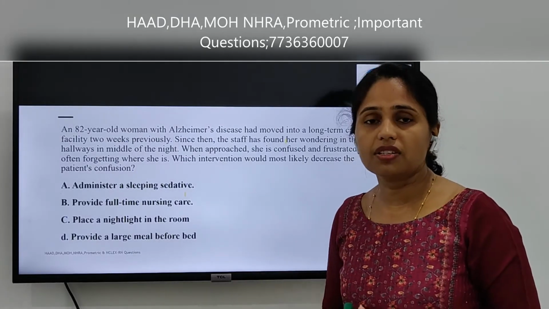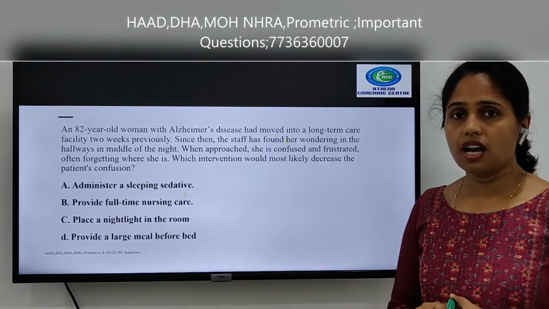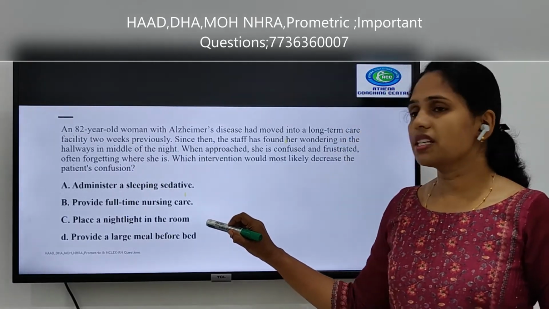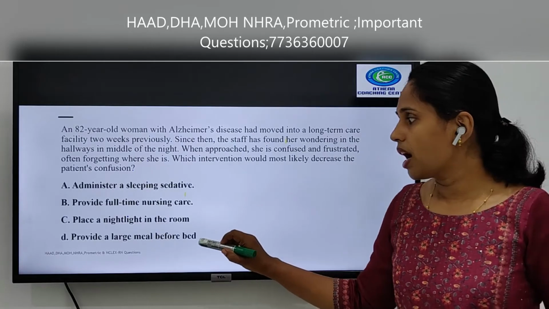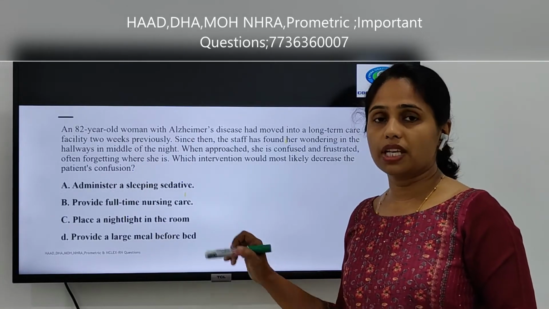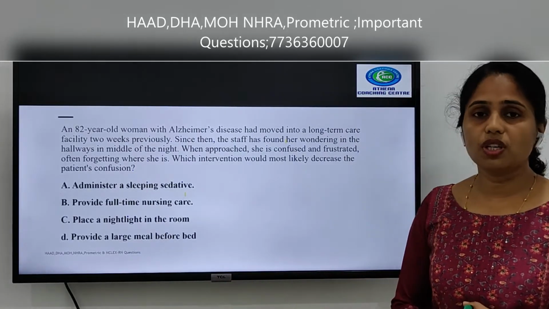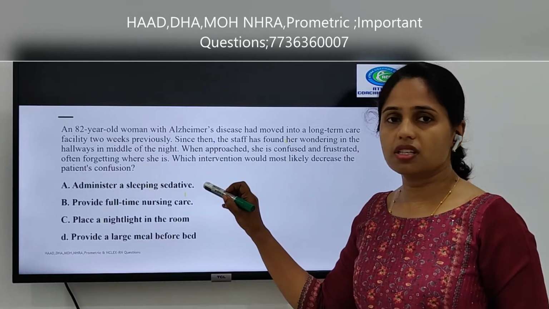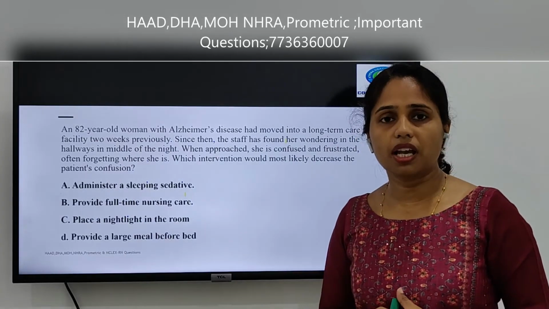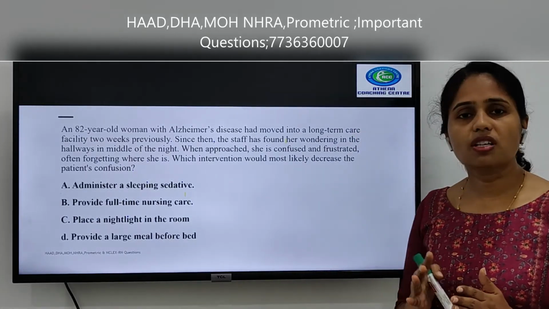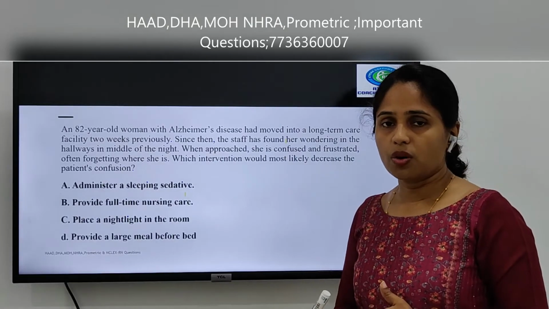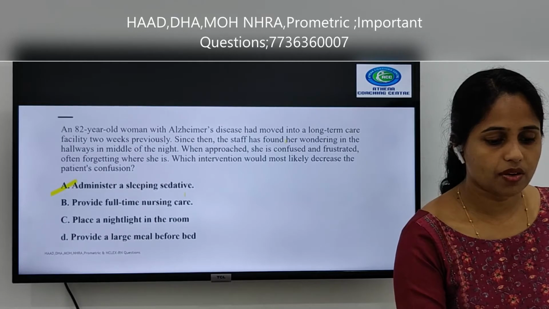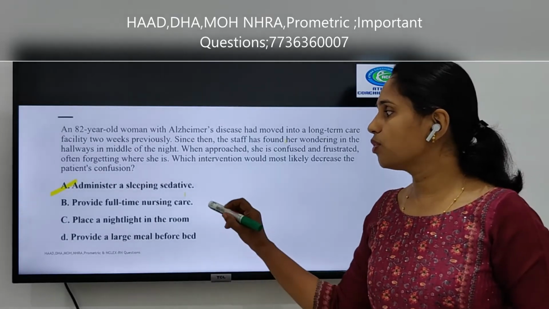First is administer a sleeping sedative, and second, provide full-time nursing care, and then place a night light in the room, and provide a large meal before bed. So we will remove the wrong answer first. In this particular situation, you are not supposed to give a sleeping aid. Here, the patient is not having a problem with sleeping, so you can just remove option A. You can remove this, and provide full-time nursing care.